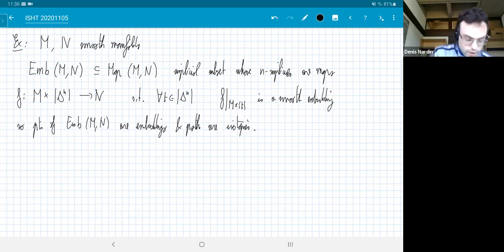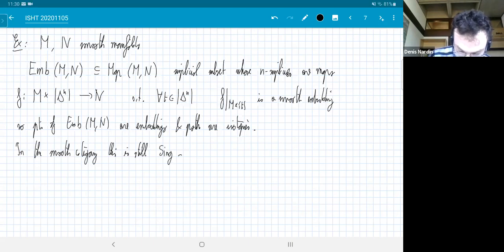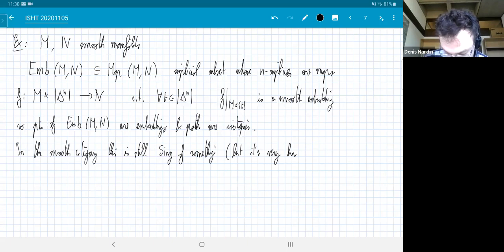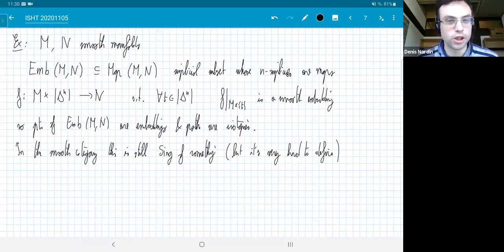And it's less obvious. So in the smooth category, this is still the singular complex of something, but it's very hard to define. In fact, I don't think I've ever read the complete proof of this fact, that there is a topology on the set of embeddings for which paths are isotopies. It's called, I think, the Whitehead topology. But honestly, I don't remember the details. It's very complicated.